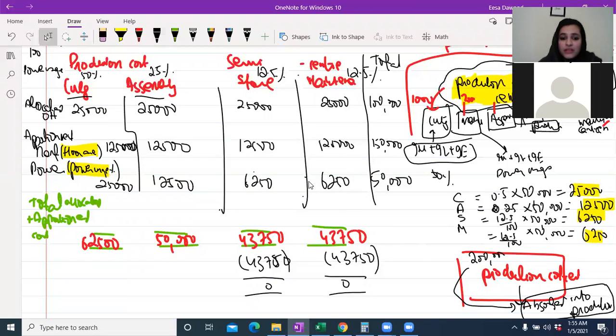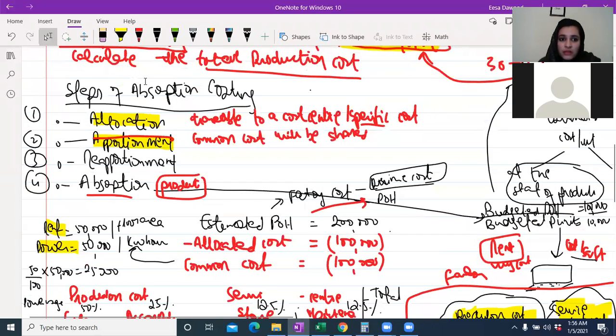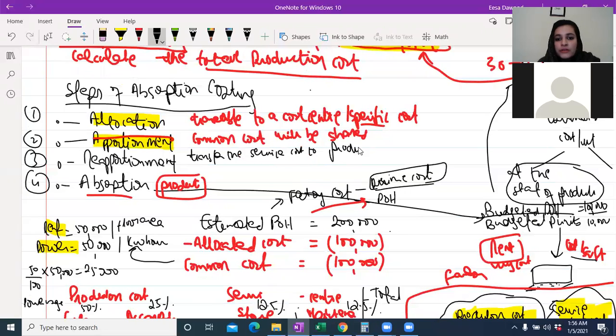So, service cost center. In allocation and apportionment, some of the cost was accumulated in the service cost center, but now in the reapportionment, we are actually going to transfer the service cost to production departments, or we'll transfer the cost from the service cost centers to production cost centers, and that process is known as reapportionment.